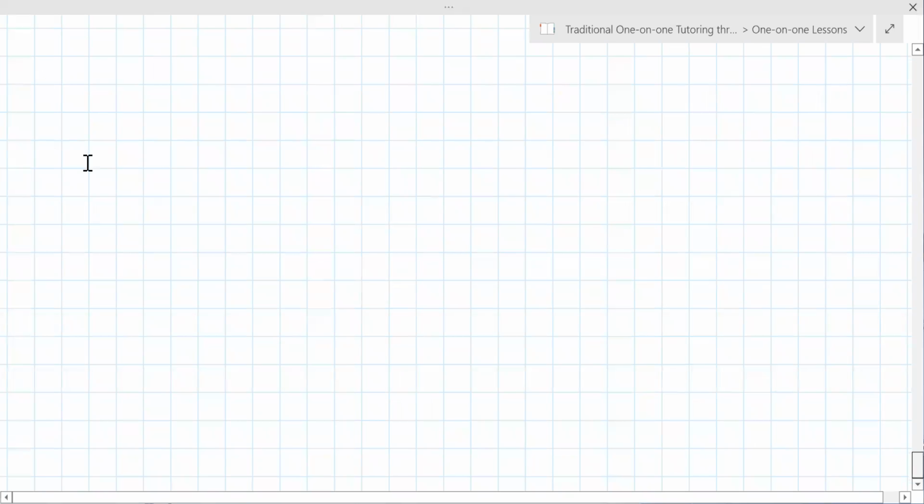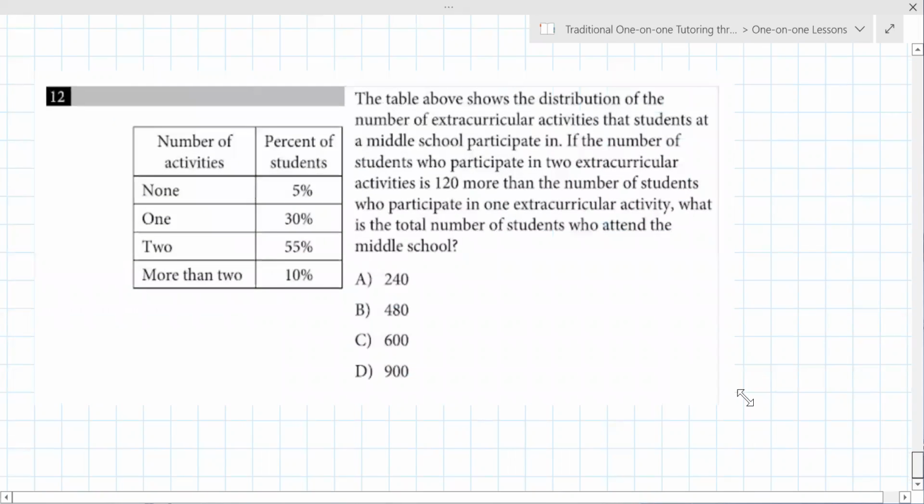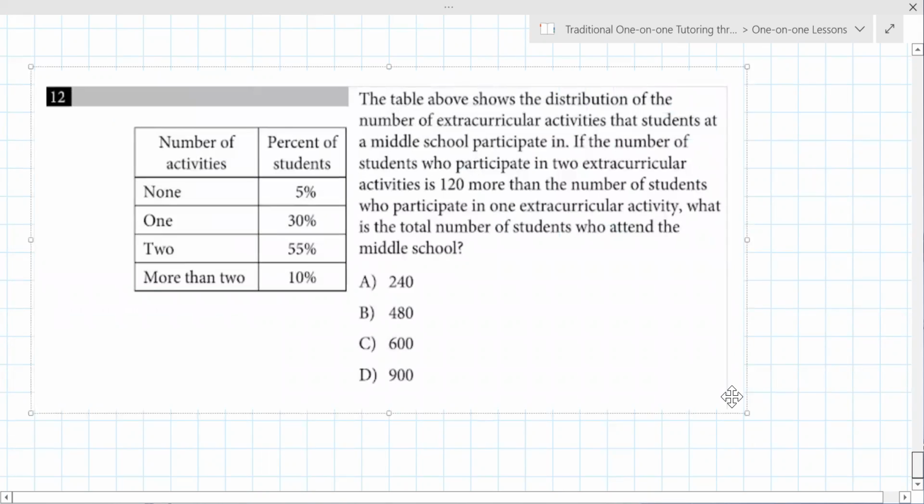Okay, so we're in the same area, the percents area of the course. But we're doing a lot of story paragraph questions, and I apologize, just the way it goes. On the left, you've got a table: number of activities, percent of students. It's sometimes a good idea to do a quick check that it adds up to 100, because sometimes they ask you about the missing percentages, but this one works out nicely. 5 and 30, 35, 55, 90, 10 is 100.